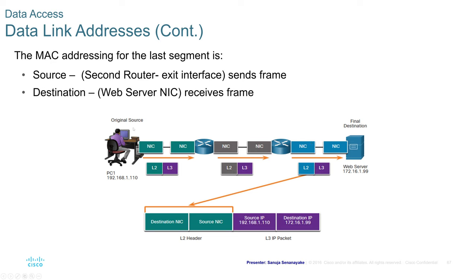And also you need to understand how it changes. For example, in this case, it goes from having these two to these two to these two. So that's what you need to understand. Every single time it goes through the next router, it switches those source and destination addresses.